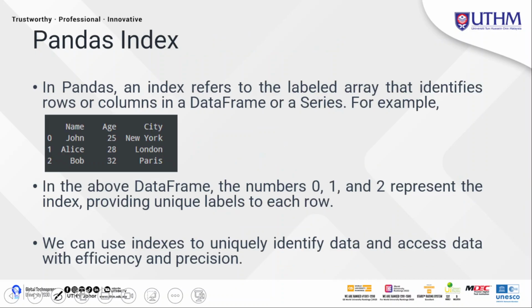Okay, we are done with data frame. Now we'll move on to index. Index refers to the labeled array that identifies rows and columns in a data frame or a series. For example, you know that these are the columns and these are the rows, right? So in the above data frame, the numbers 0, 1, and 2 represent the index, providing a unique label to each row. Okay, we can use indexes to uniquely identify. So index 0 means we can see that the values are John, 25, New York. So that is how we access the data based on index. So index will be acting as an identity over here.